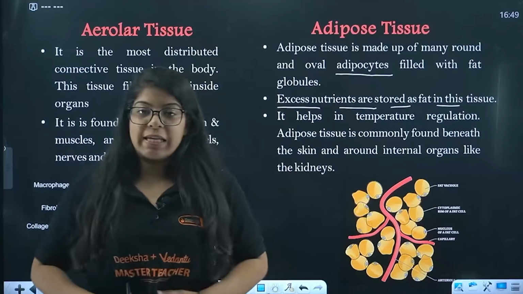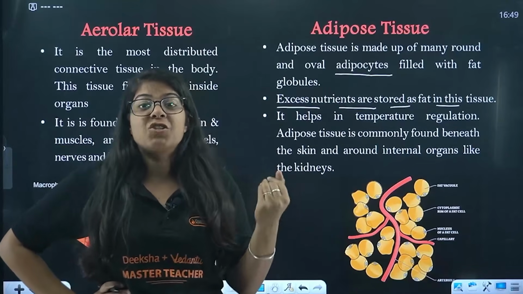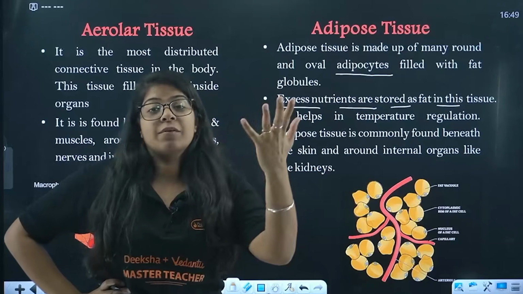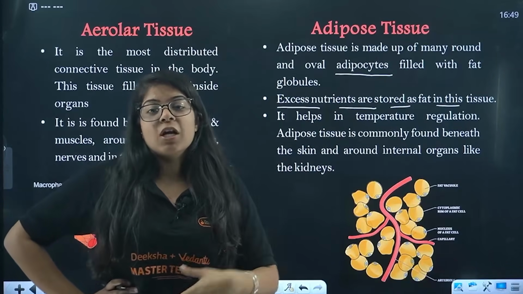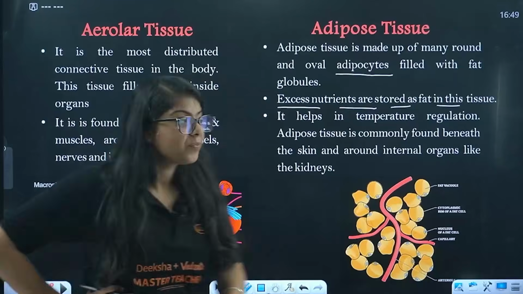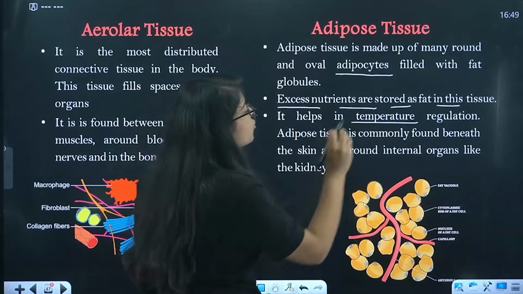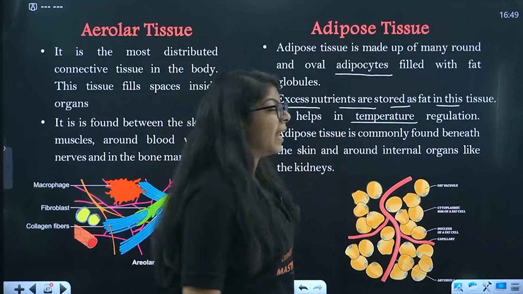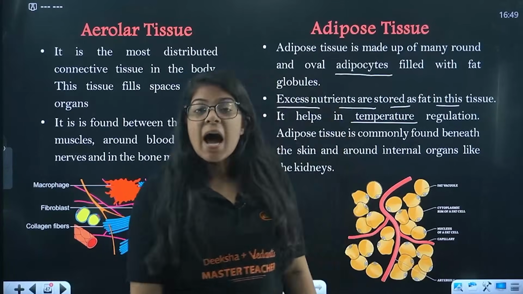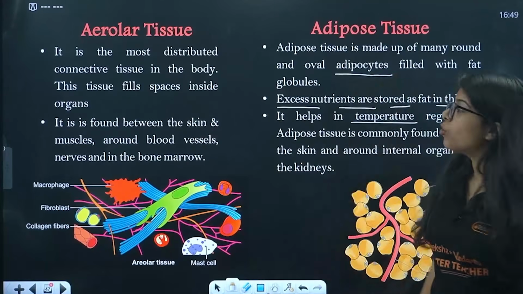Now you have also seen some of the people who are fat, they do not feel much heat or much cold. Right? Why? Because this fat traps the temperature, so it keeps the heat inside. So it helps in temperature regulation as well. Adipose tissue is commonly found beneath the skin and around internal organs like kidneys. It is harmful.